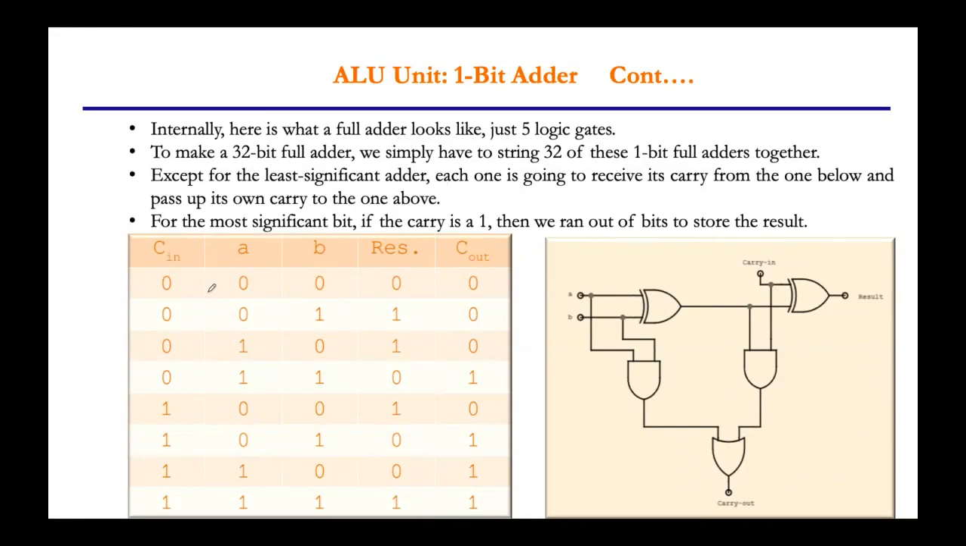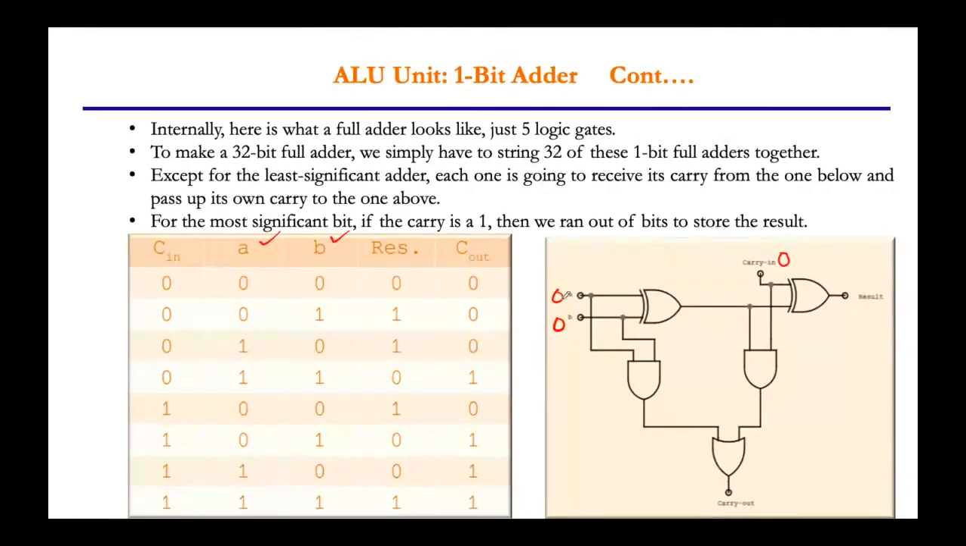Okay. Input A is 0. B is 0. A is 0. B is 0. Then let us find what is the result and what is the output, whether the hardware design of your ALU works correctly or not. Just check it out with these 5 gates.